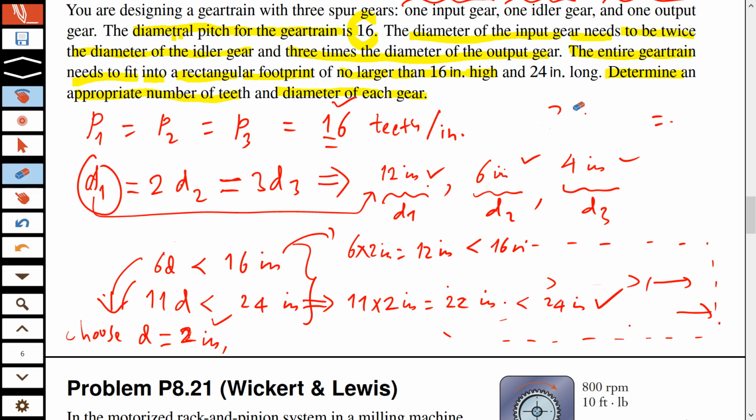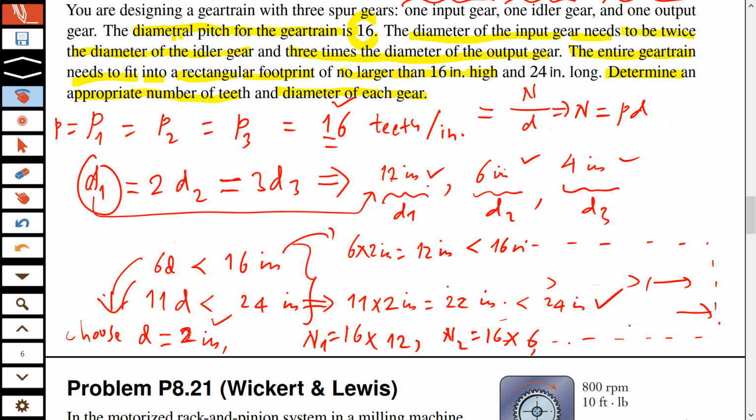How? Because for all of them, this pitch must be the same, which is the number of teeth divided by the diameter, which means that the number of teeth in all cases must be equal to, let's call this P, P times D. So 16 times 12 is the number of teeth for the first one. 16 times 6 is the number of teeth for the second one, and 16 times 4 is the number of teeth for the third one.